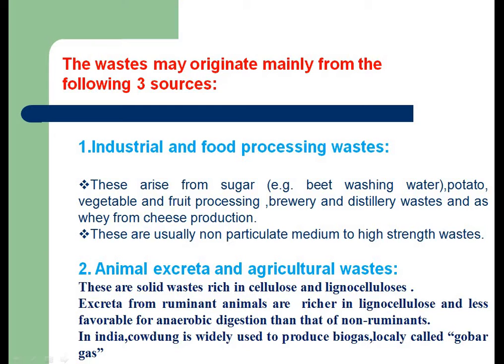The second source is animal and agriculture waste. These are solid wastes rich in cellulose and lignocellulose. Wastes from ruminating animals are richer in lignocellulose and less favorable for anaerobic digestion than those of non-ruminants. In India, cow dung is widely used to produce biogas, locally called gobar gas.